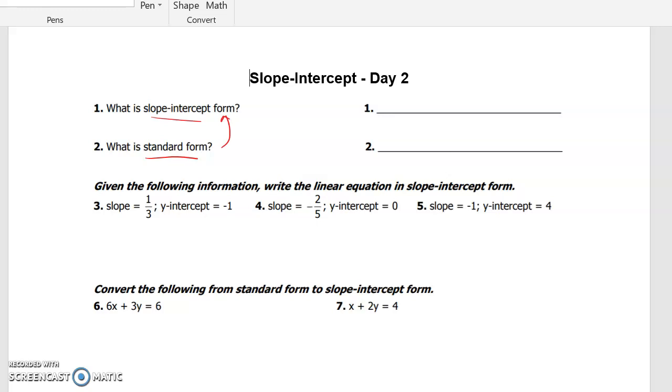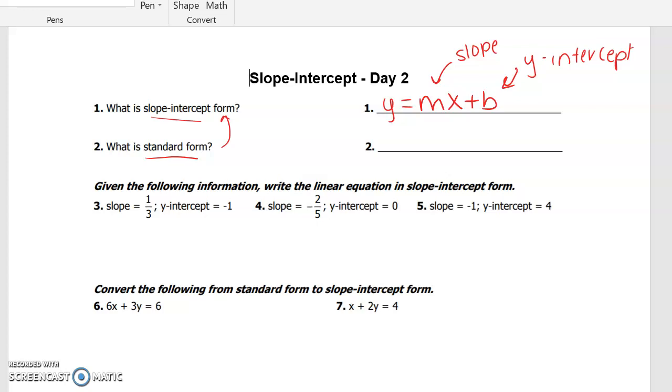Okay, so quick review. Slope-intercept form, like we talked about yesterday, is y equals mx plus b. Okay, and the m stood for the slope, and the b was the y-intercept. You guys did really well with that. So now we're going to move on and take it a step further.